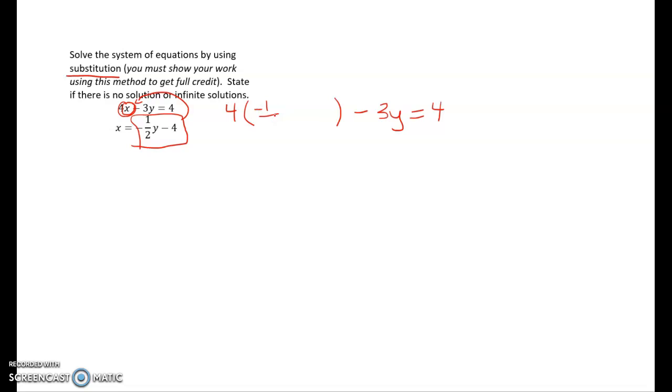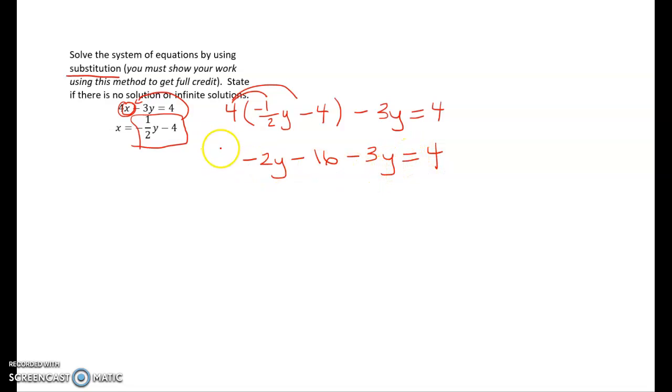So they made it really nice for us. We could solve for a different variable, but I would highly, highly recommend using the one that was already solved for. So negative 1/2 y minus 4. Now we're going to distribute this in. So 4 times negative 1/2, we get negative 2y. 4 times negative 4, minus 16, minus 3y equals 4.